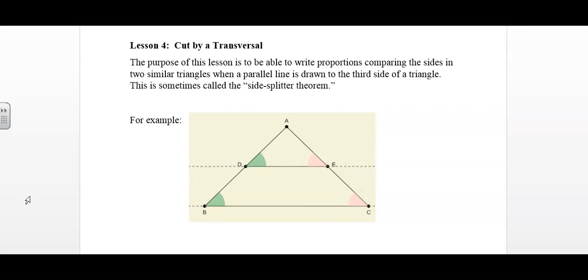For example, if you look at the diagram, you can see that there is a triangle, a smaller triangle, triangle ADE, within a larger triangle, triangle ABC. BC is drawn so that it is parallel to DE. In this lesson, we will take a look at why these two triangles are similar, and then what proportions we can write to help us find missing side lengths.